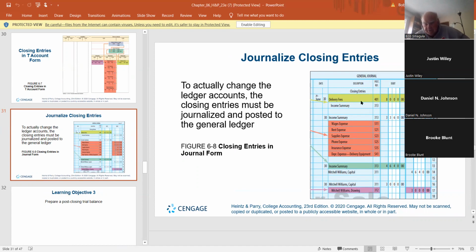So our net income is now sitting in income summary, which we can now get rid of with a debit and a credit to Mitchell Capital. And we've got to get rid of the drawing. That means a debit to capital and a credit to Mitchell Drawing. Okay.